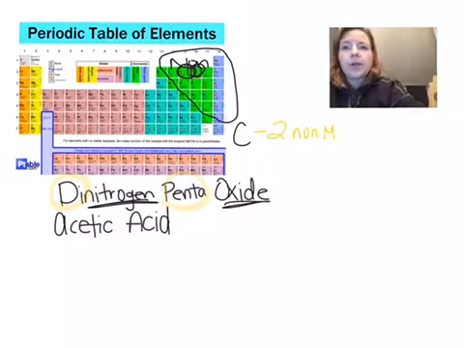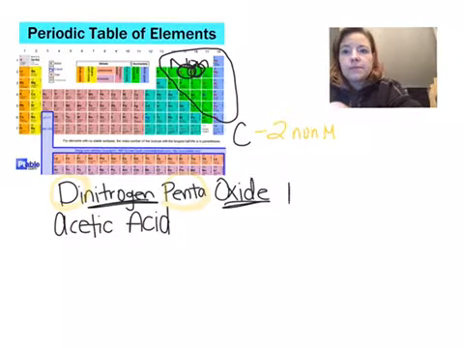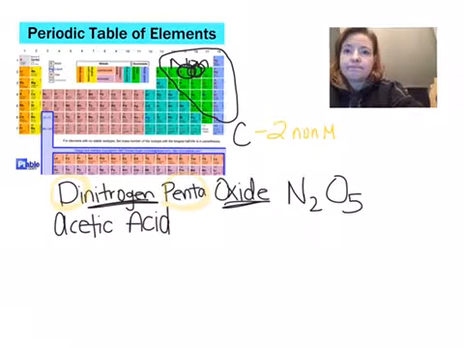So I don't have to worry about number of electrons being given away, number of electrons being gained, balancing out charges. I don't have to worry about any of that. All I do is I use the prefixes to write my formula. Di means 2, so that means I've got 2 nitrogens, and penta means 5. So that means I have 5 oxygens there. That's it, okay?